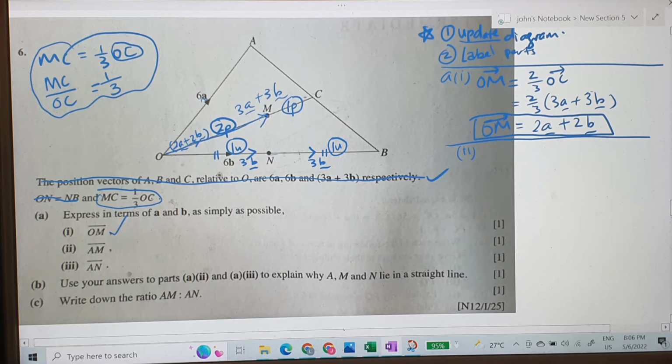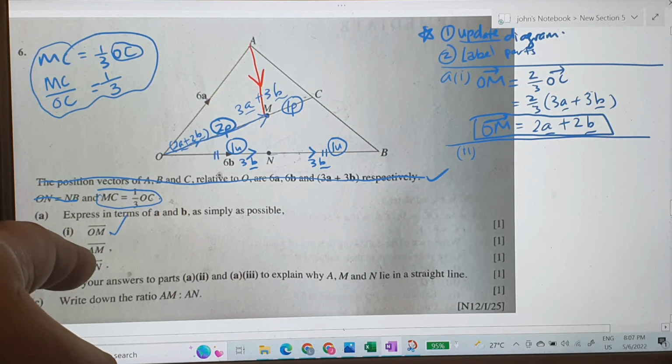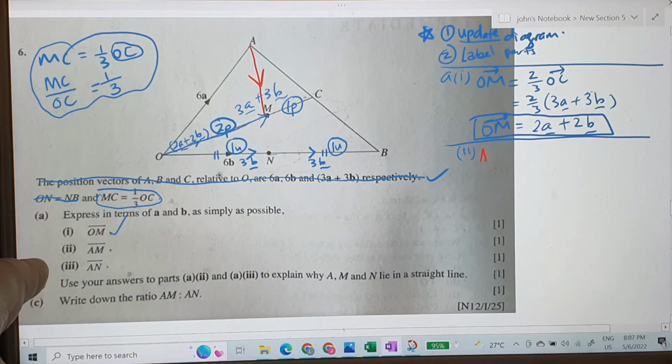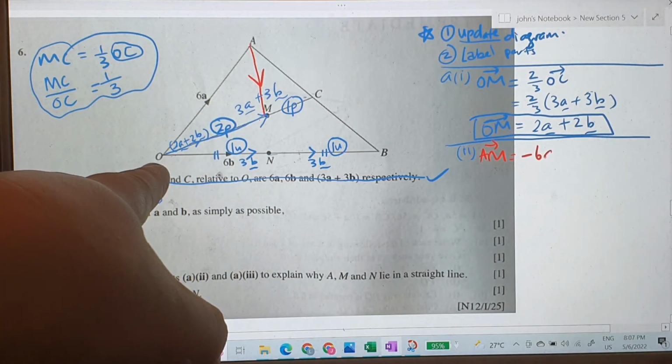Now how do I find AM? To go from A to M, I'm going to draw a line now from A to M. You see, it's like taking a bus. I want to take a bus from Ang Mo Kio to, let's say, MacRitchie. Okay, no direct bus, so I got to go this way, and this way, because it's against this arrow, so I'm going to write here, AM, the answer is minus 6a.